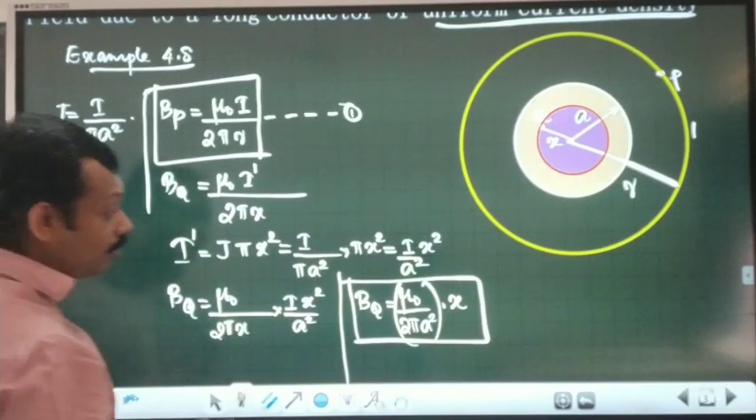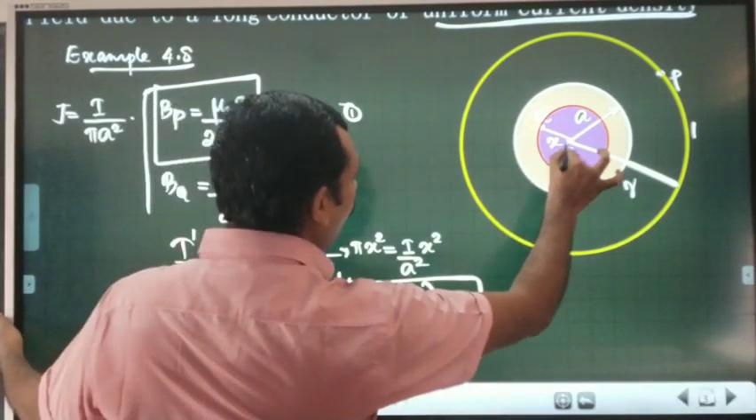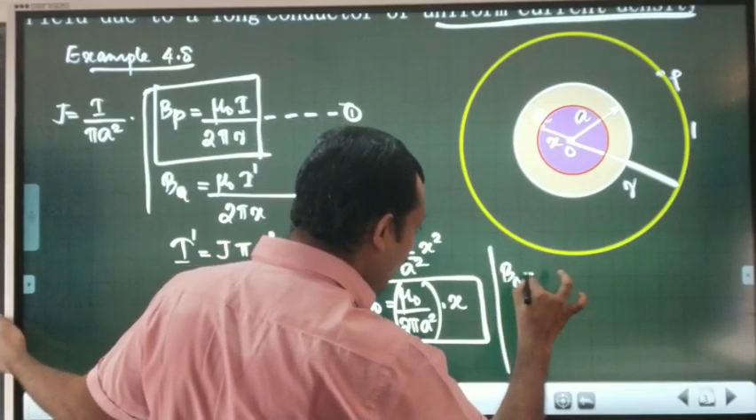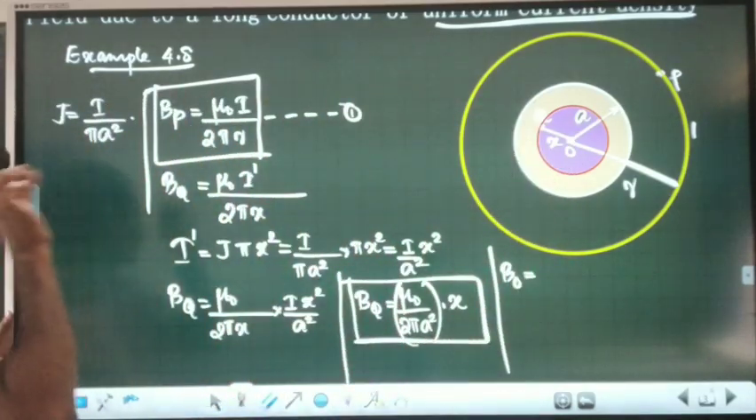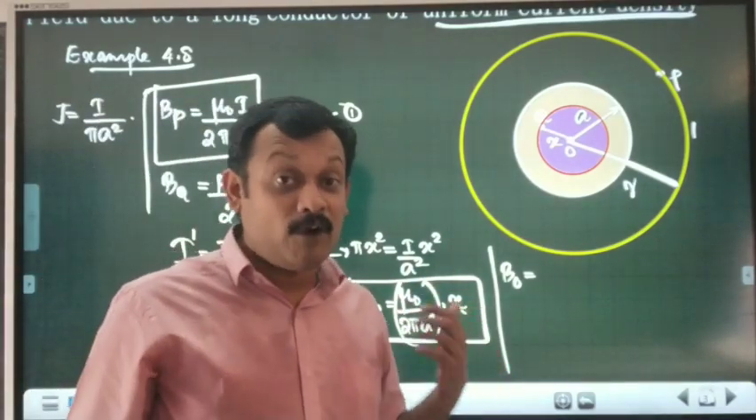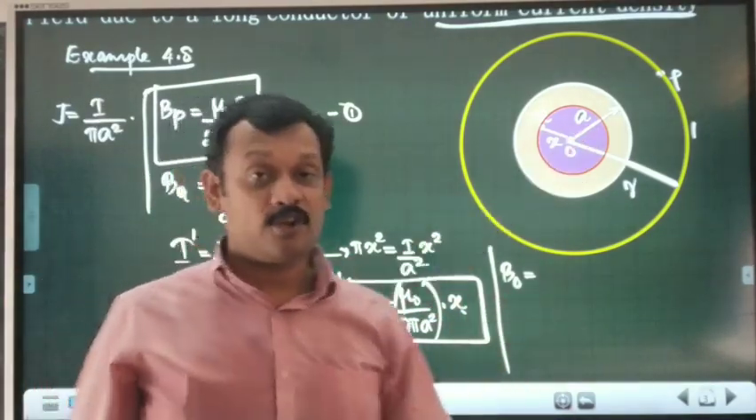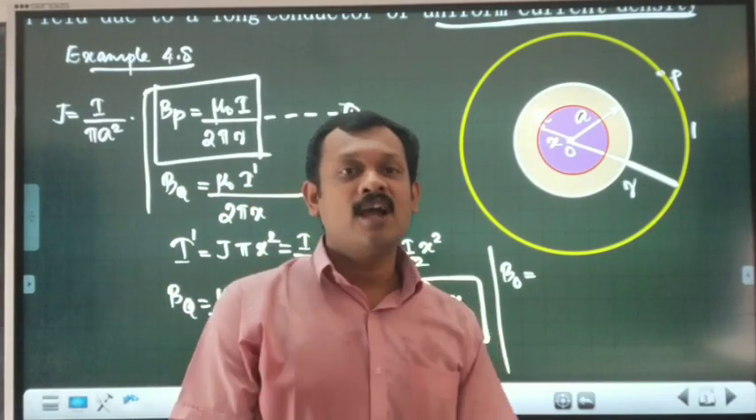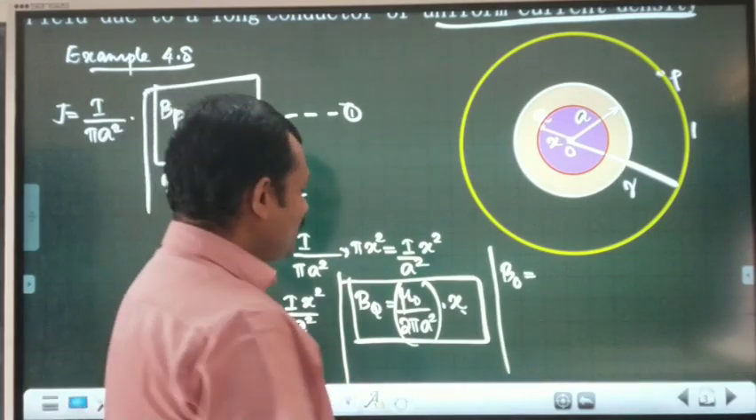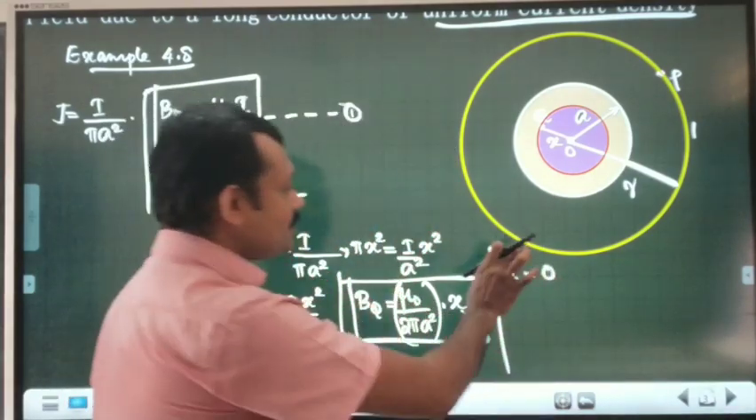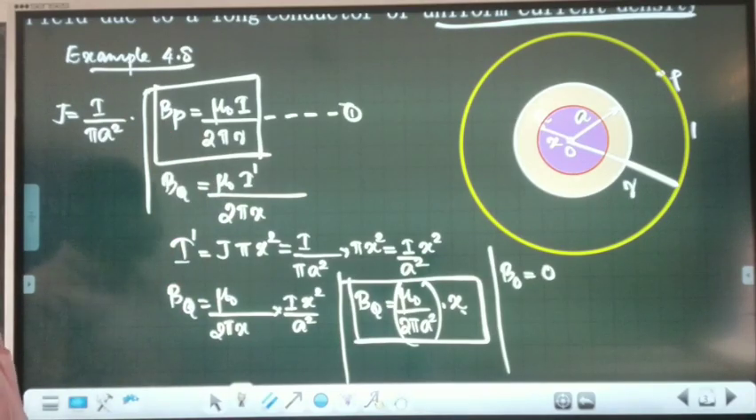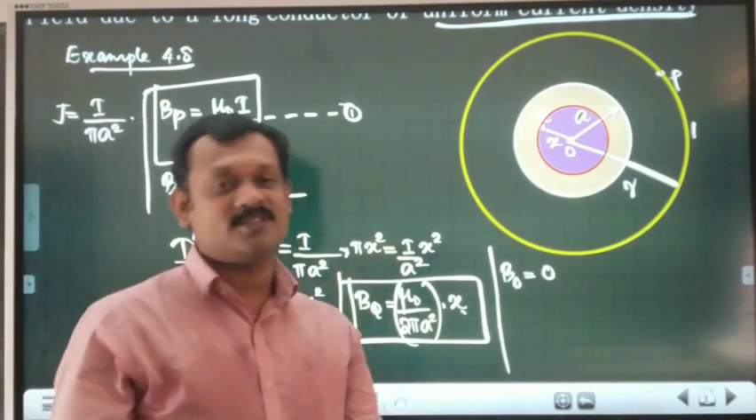If I say point O is the center of the circle, what is the magnetic field at O? Magnetic field at the center of this conductor. What is the value of x at the center? That is equal to 0, which means the magnetic field at the center is equal to 0. This is the answer you have to follow.